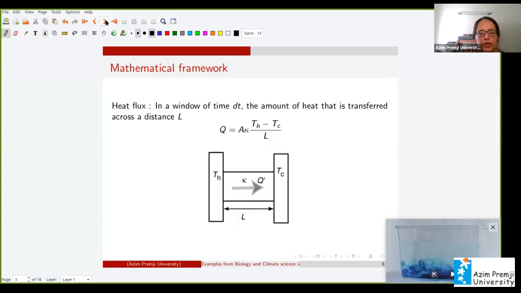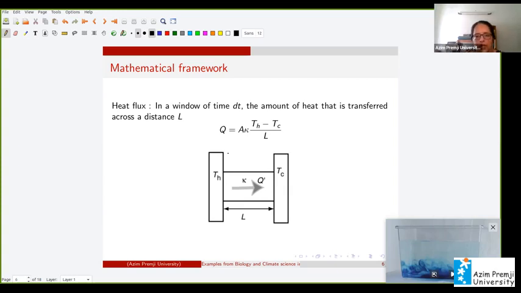Right? So there is a mathematical framework, and I won't go too much into detail, but just to give you a sense of how conduction is intimately related to diffusion, this framework is very important. So let's imagine that there is a quantity that we are interested in called heat flux. So how does one define this heat flux? You say, take a given window of time dt and find the amount of heat that is transferred across a distance L. That is the heat flux.